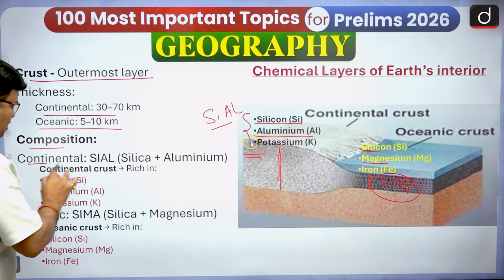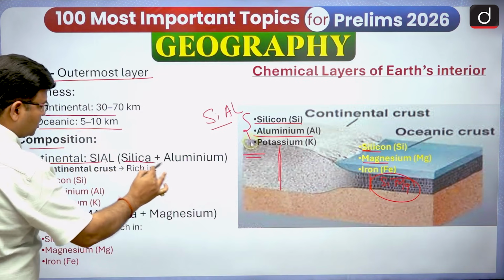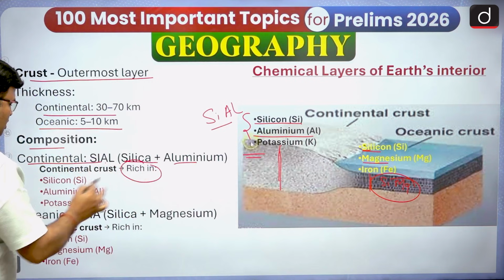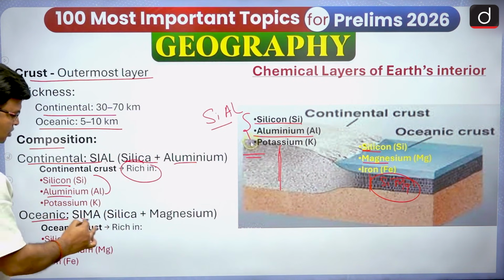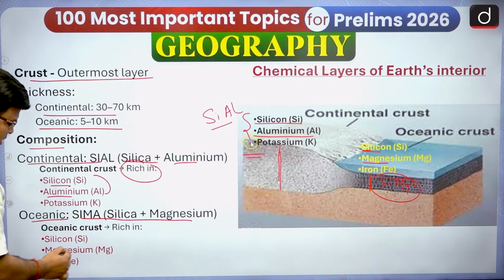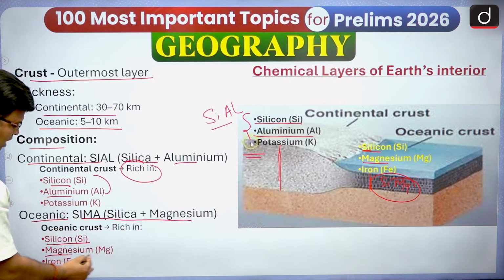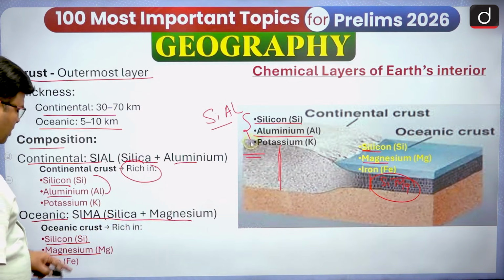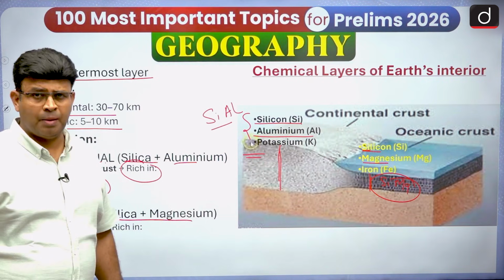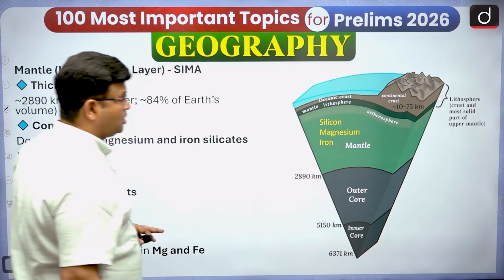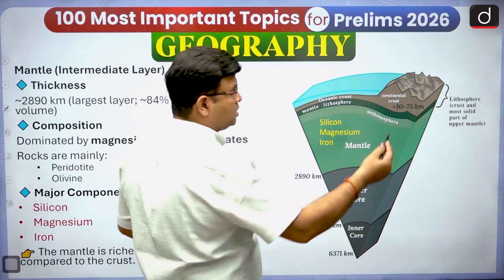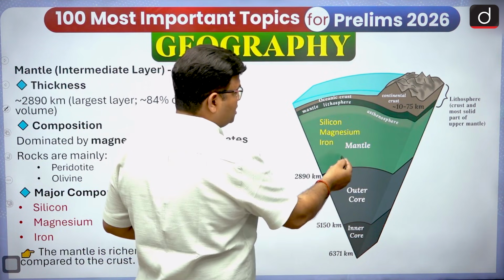So continental crust is mostly rich in silicon and aluminum, therefore sial. And oceanic crust is sima, silicon and magnesium, which are maximum in amount, therefore it is known as sima. So here we can see another point. If I have to talk about the mantle, after the crust there is the mantle.